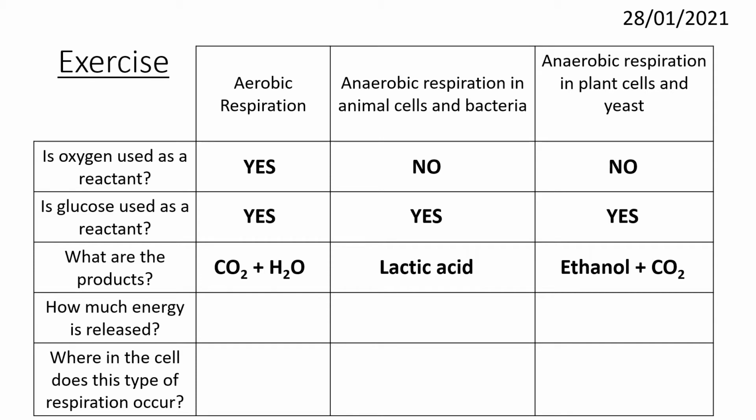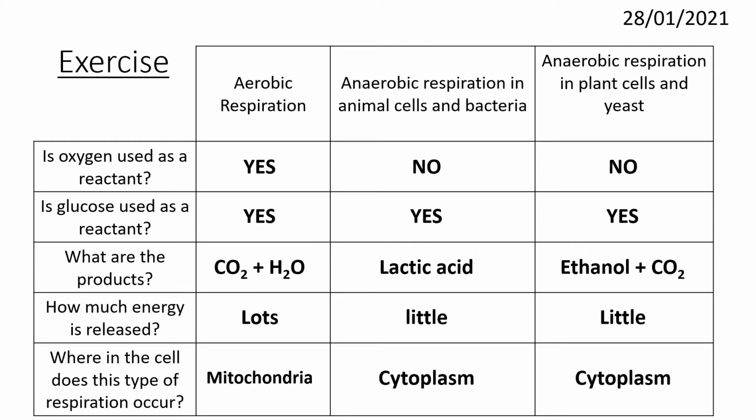In terms of how much energy is released, you just need to be able to say that there's a lot of energy released or a small amount of energy released. In aerobic, there's a lot of energy released, where in any type of anaerobic, there's a little amount of energy released. And lastly, you need to know where these different types of respiration occur. Well, aerobic occurs in the mitochondria and anaerobic occurs in the cytoplasm.